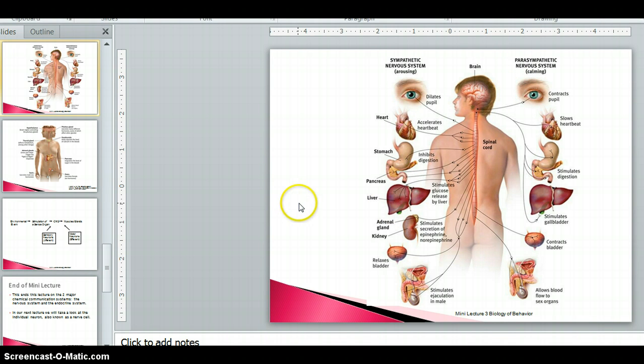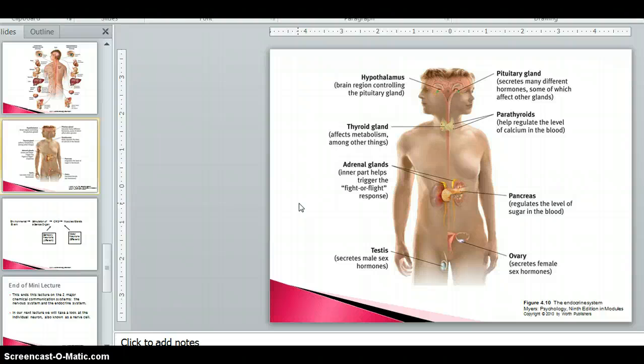So this is an overview of the human nervous system, and specifically here looking at the autonomic nervous system and the different functions of this when the sympathetic branch is activated versus when the parasympathetic is activated.